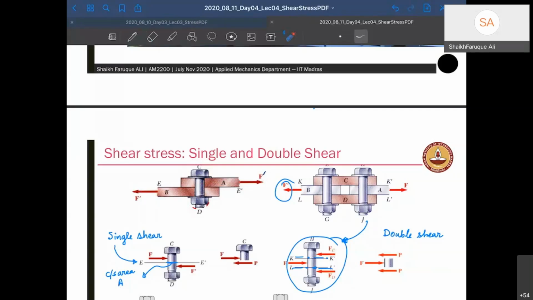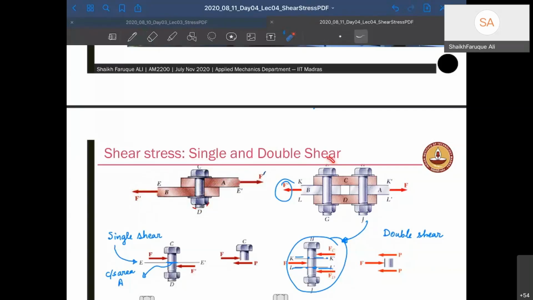Now, this is called a single shear, because there is only one force F acting on both sides, and the tear area is only one. There is only one tear area, so it's a single shear. Similarly, we can have double shear.